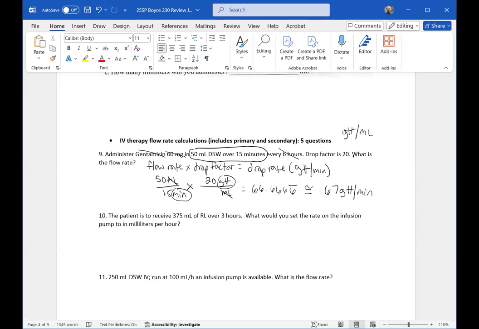So it is important to recall that when you are doing drop calculations, you always round to the nearest whole number. So if this was 66.11111, it would just be 66 drops per minute. And if it's five or greater, then you would round up to the nearest whole number. This is kind of the one area where you do want to calculate to the nearest whole number. Now, that's one answer. Okay, that's the drop rate.